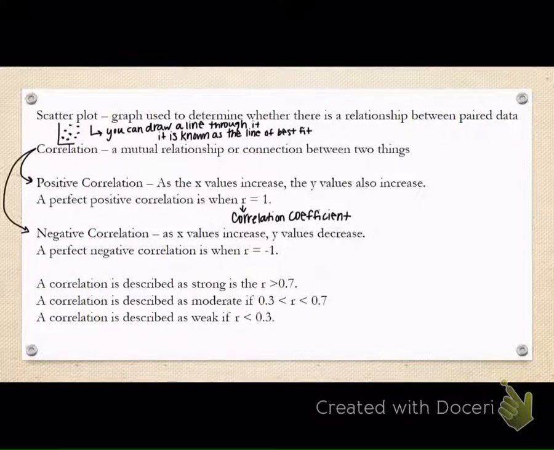A negative correlation is as the x increases, the y value decreases. A perfect negative correlation has an R of -1, meaning the residuals are as close to the line as possible, and it will be negative. The correlation coefficient is always going to be between 1 and -1, or -1 and 1.